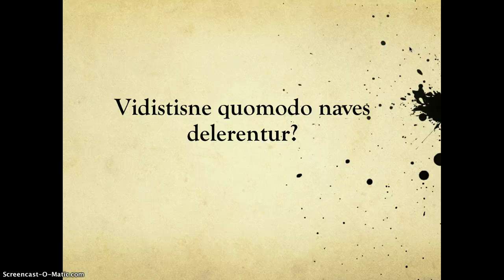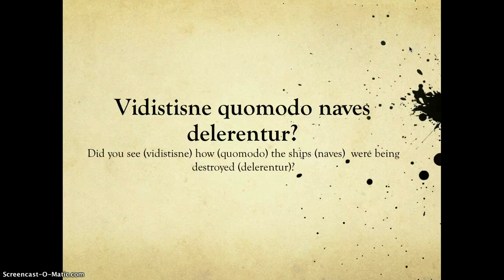What you should have gotten as a translation would be, did you see, vidistisne, how, quo modo, the ships, naves, were being destroyed, delerentur. The how the ships were being destroyed is the indirect question in this example. This concludes our lesson on indirect questions.